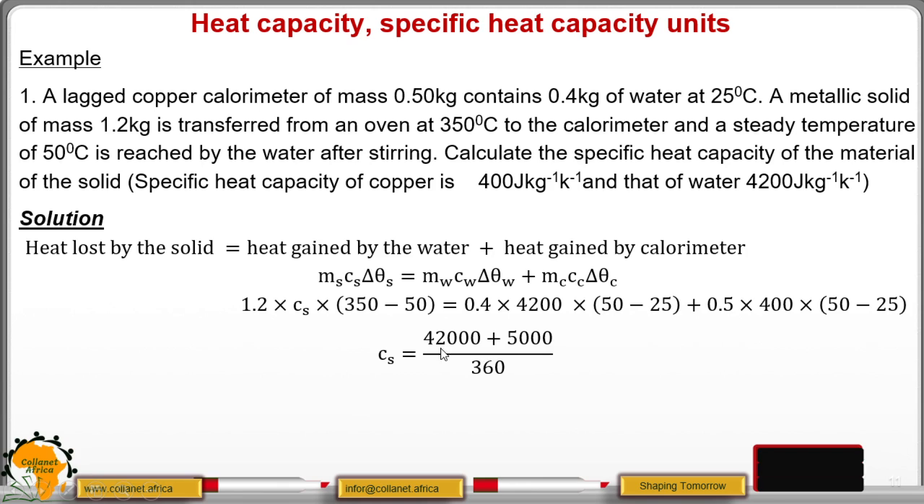When you add, and then you come on this other side, 1.2 multiplied by 300, you will get 360. When you add and you divide, you're going to get that the specific heat capacity of our solid is 130.56 joules per kilogram per Kelvin.